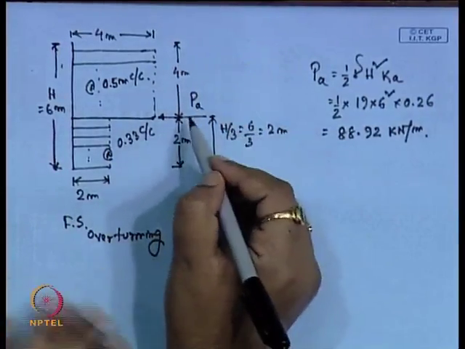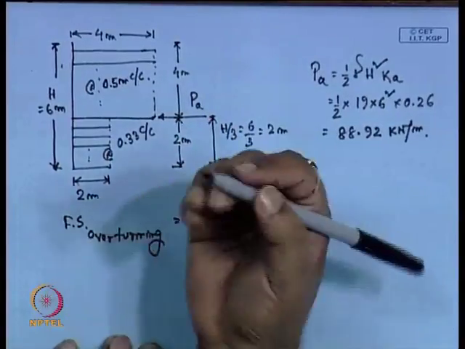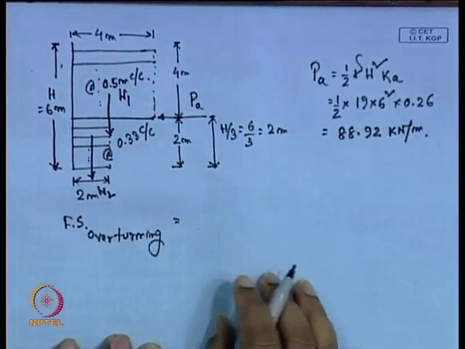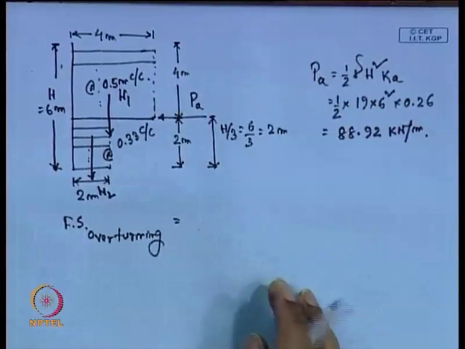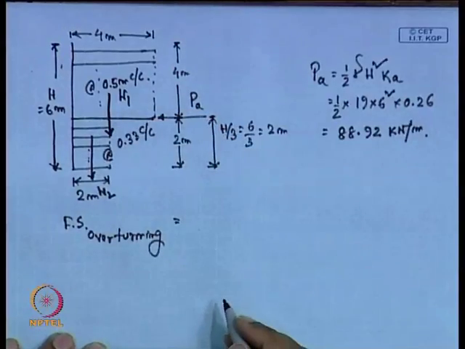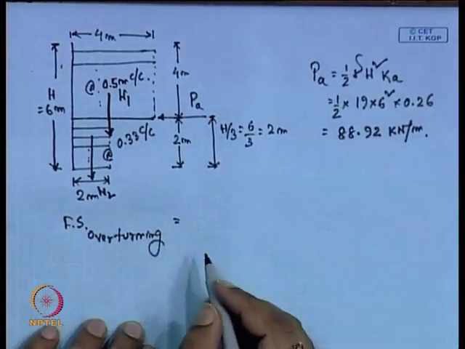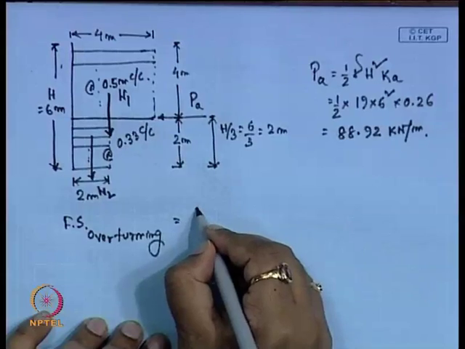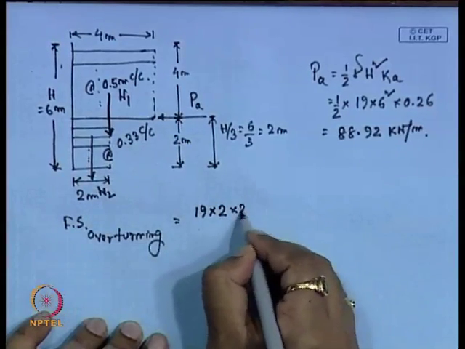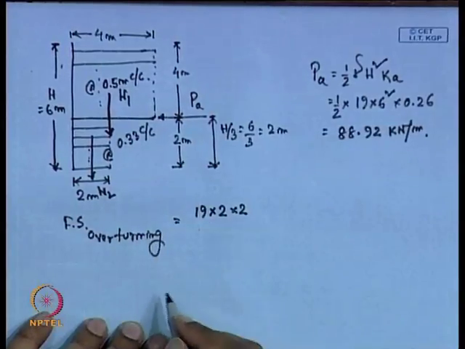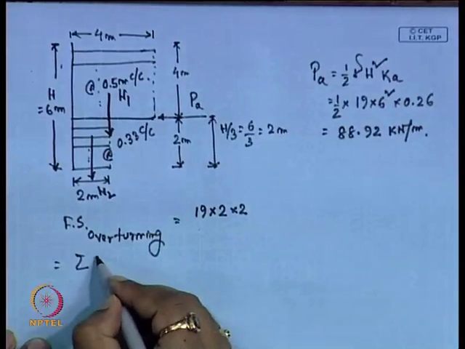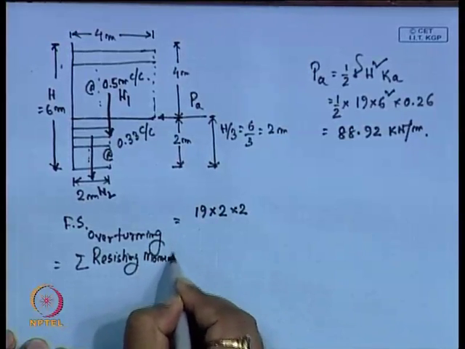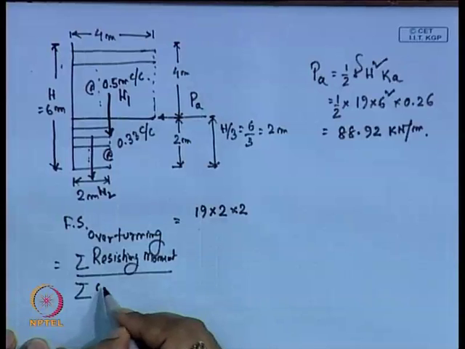That means here this force PA is acting on this side, so now the weight of the reinforced retaining wall is giving the resistance. So, here you will consider the weights W1 and W2, both are the weights which are acting. So this is W1 and W2. Here first you consider the weight of this lower portion, that is 19 into 2 as the width and 2 as the height. So overturning means the summation of resisting moment divided by the summation of overturning moment or driving moment.